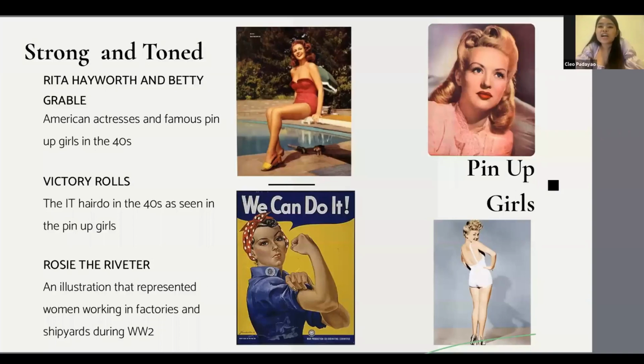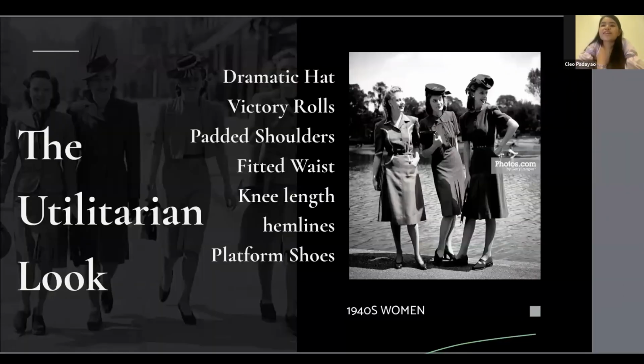And then on the lower left, the illustration, Rosie the Riveter. We can still see that message up to today, right? And if you're wondering its origin, it came from World War II. It represented the women working in factories and shipyards. So let's take a closer look at the utilitarian look.